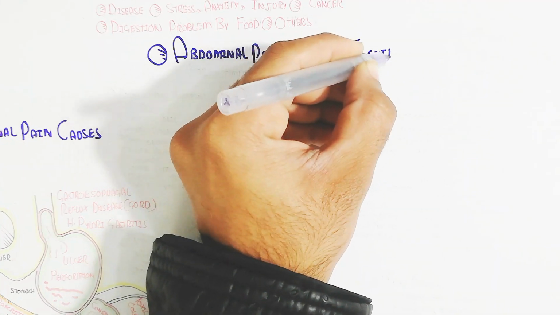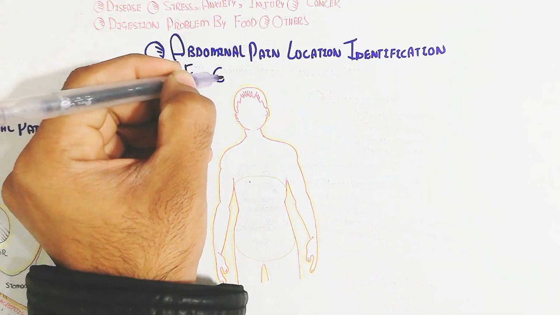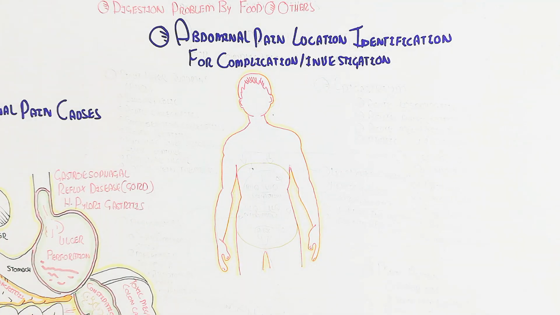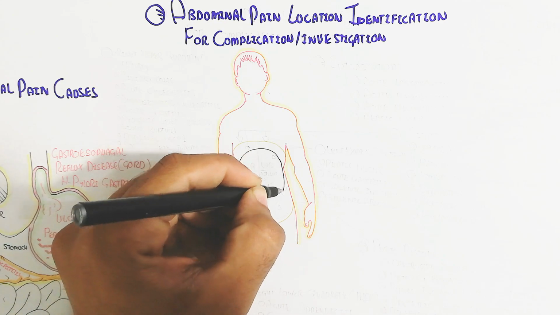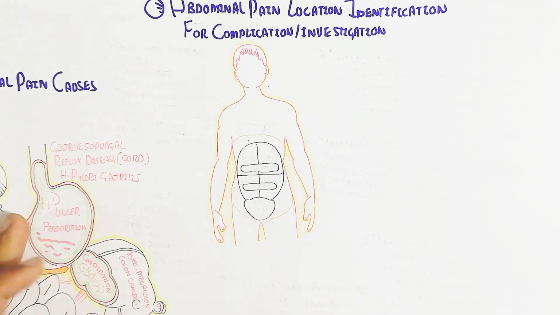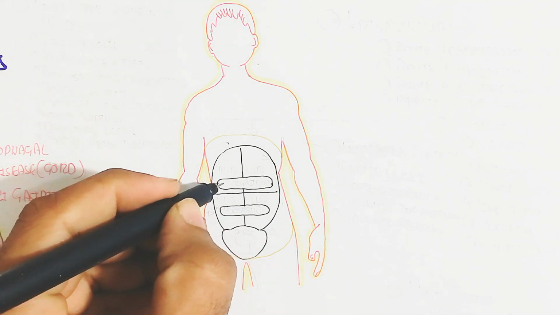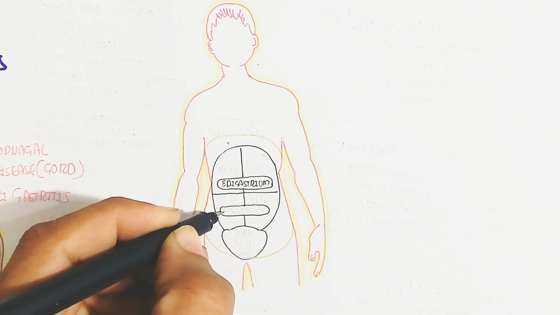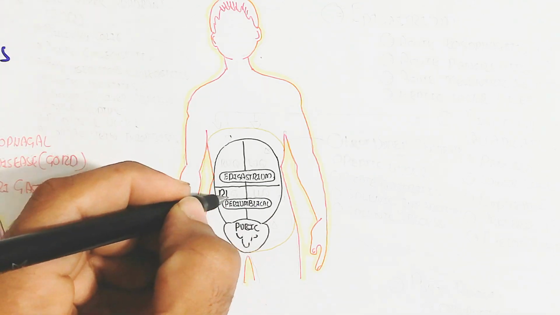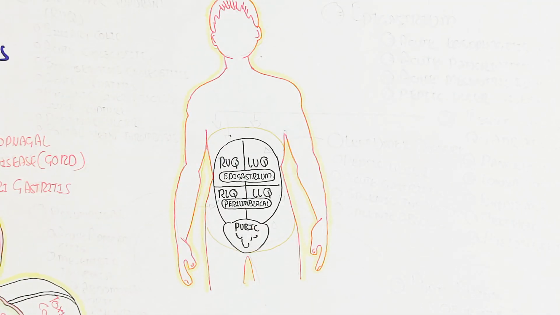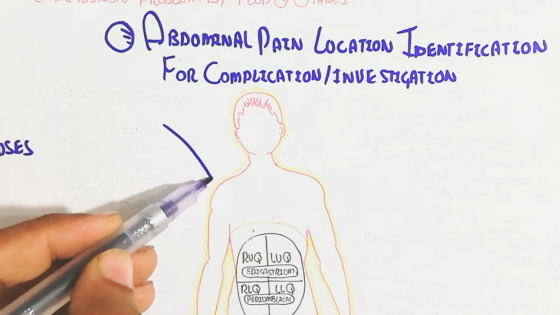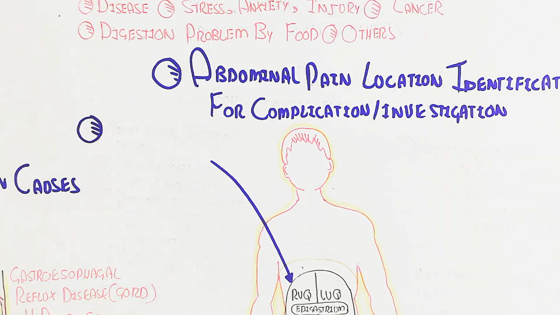Region wise, we will discuss the abdomen. The abdomen can be divided into several parts on the basis of pain identification. These are the right upper quadrant, the left upper quadrant, the right lower quadrant, the left lower quadrant, as well as the epigastrium, the periumbilical region, as well as the pubic region. Let's begin to understand one by one. First, we will discuss the right upper quadrant.